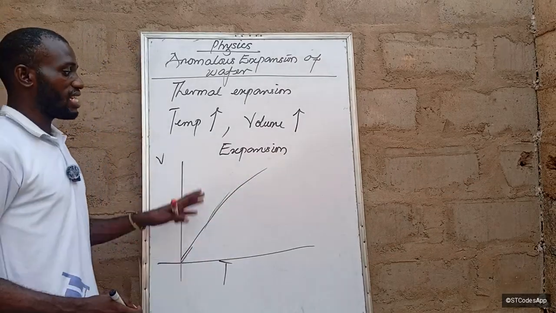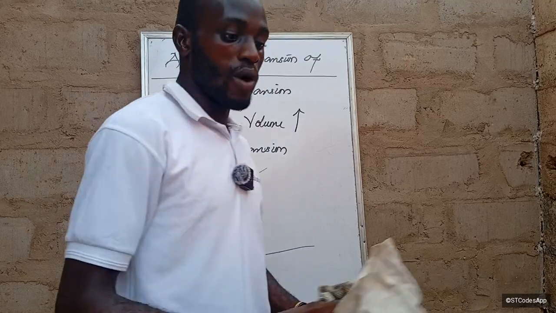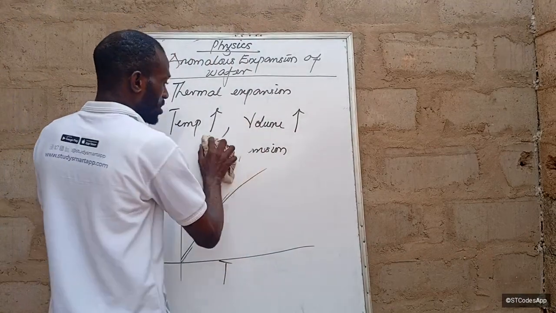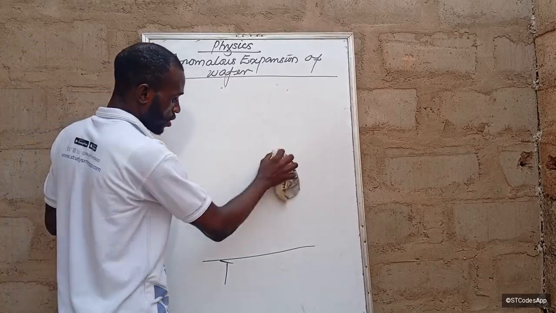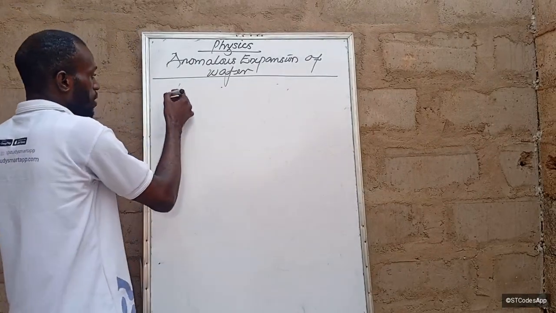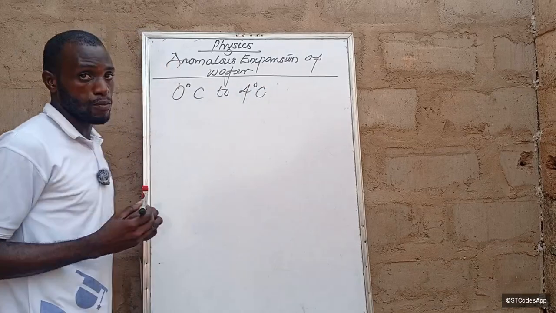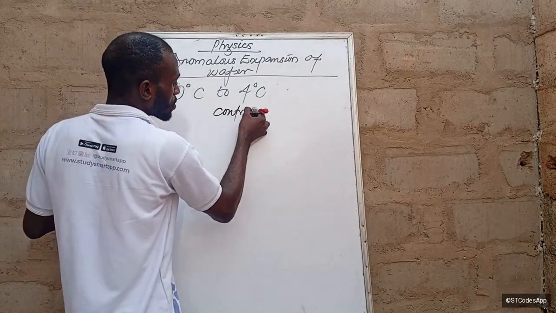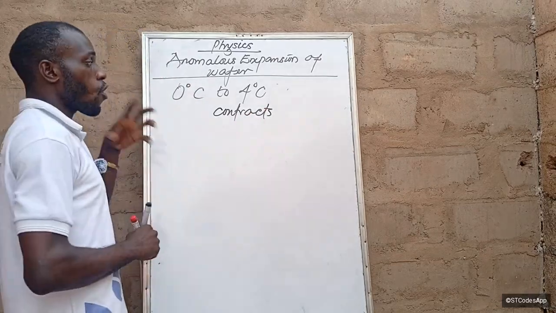So what happens is that the graph of volume against temperature when you heat water is not like this, okay? It's different. Now, what is the difference, and why do we call it anomalous? So we know this is the graph for a normal fluid, but that of water does something. Now, when you heat water from 0 degrees Celsius to 4 degrees Celsius, here's what happens. Water tends to, instead of expand, it contracts. So remember, from 0 degrees Celsius to 4 degrees Celsius, water contracts.